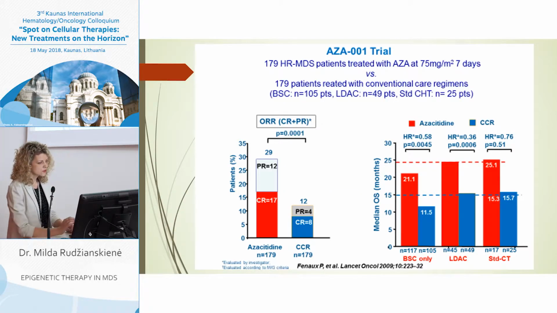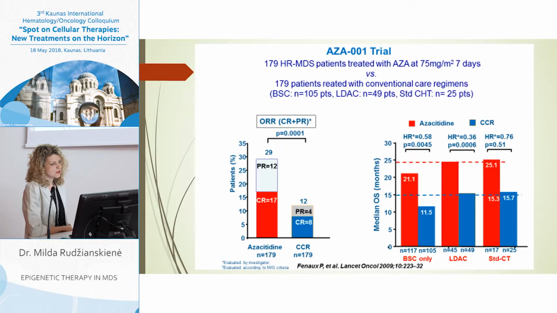This is the data of the first registration trial of azacitidine, where patients were treated with azacitidine alone versus conventional care regimens, including mostly best supportive care, low-dose RC, and standard chemotherapy. The overall response rate was higher in the azacitidine group versus conventional care regimens. And median overall survival was better in the azacitidine group versus best supportive care and low-dose RC.